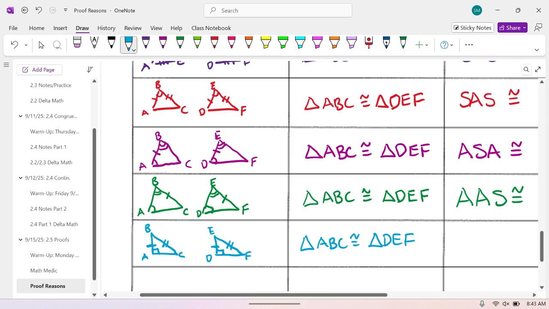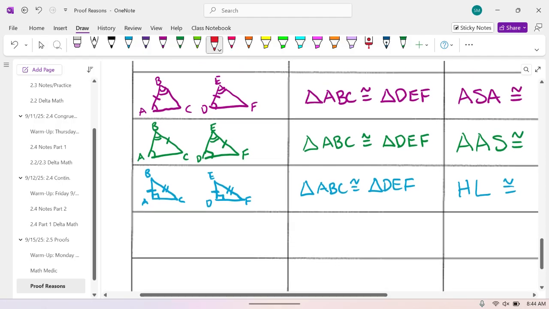Hypotenuse leg. All right. So remember, this is the only case of the but word that works. It's only when it's a right triangle and one of the legs is congruent and the hypotenuse is congruent. That's the only form of buts that we want. If it was any other triangle besides a right triangle, it doesn't work. All right. Almost done.